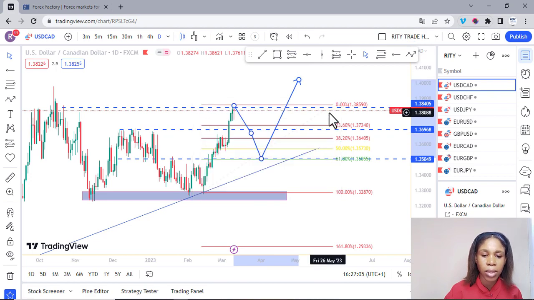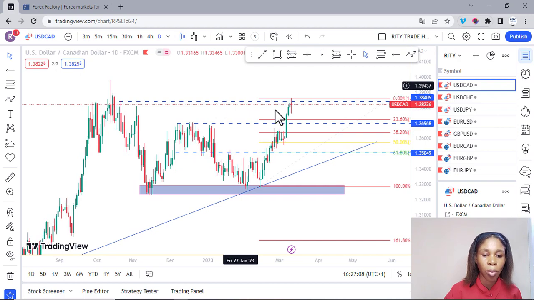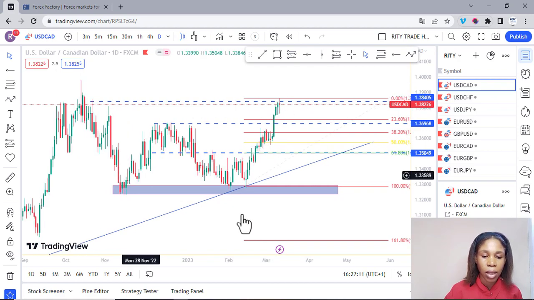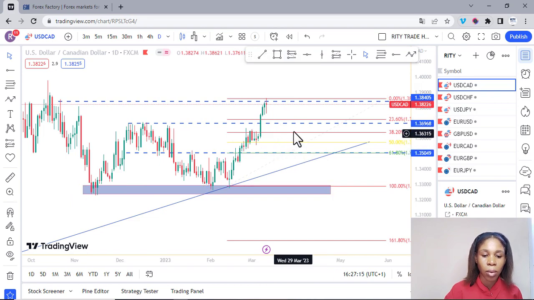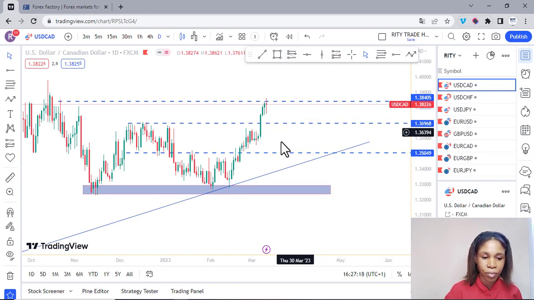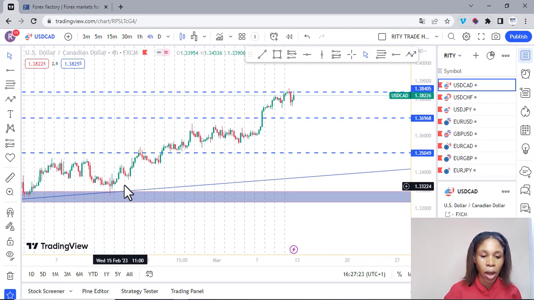So guys, let's get to the 4 hours time frame. Let's see how price is reacting at that zone. So these key levels are actually okay. Now I'm going to take this off and head to the 4 hours time frame. So here we are on the 4 hours time frame.